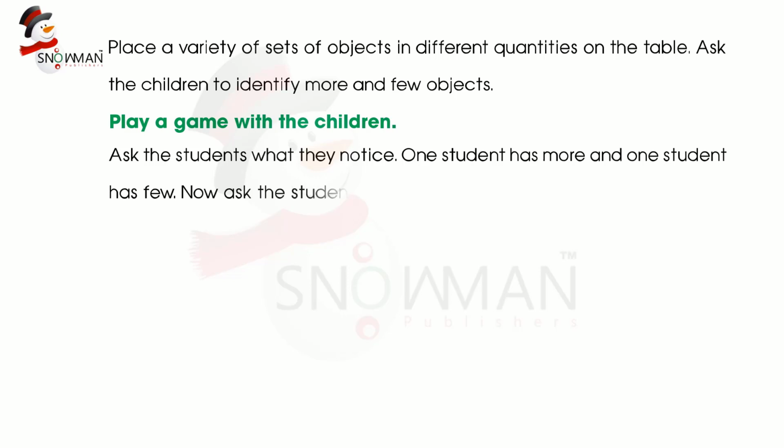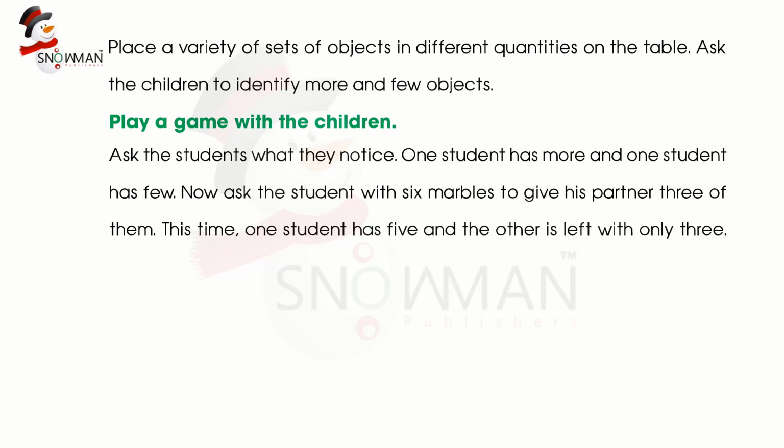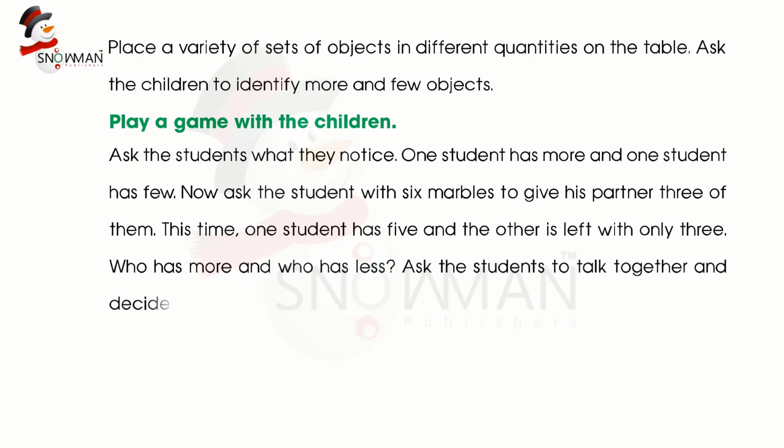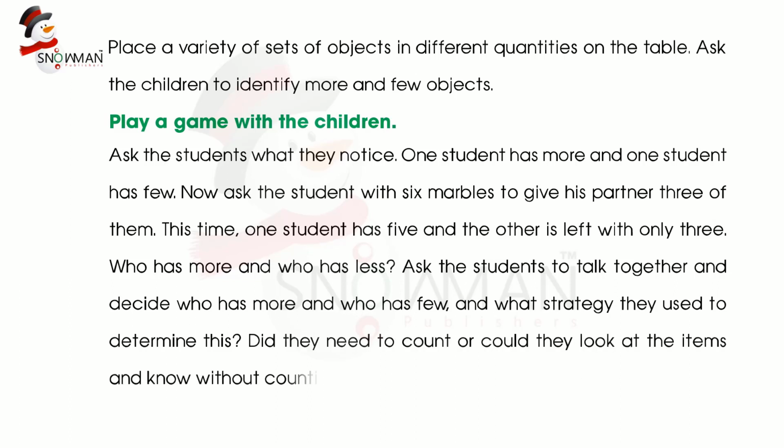Now ask the student with 6 marbles to give his partner 3 of them. This time one student has 5 and the other is left with only 3. Who has more and who has less? Ask the students to talk together and decide who has more and who has few, and what strategy they used to determine this. Did they need to count, or could they look at the items and know without counting?